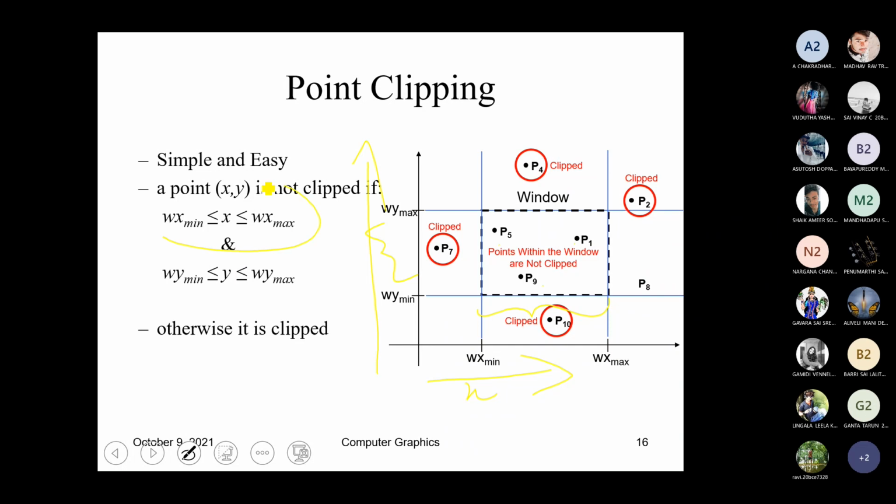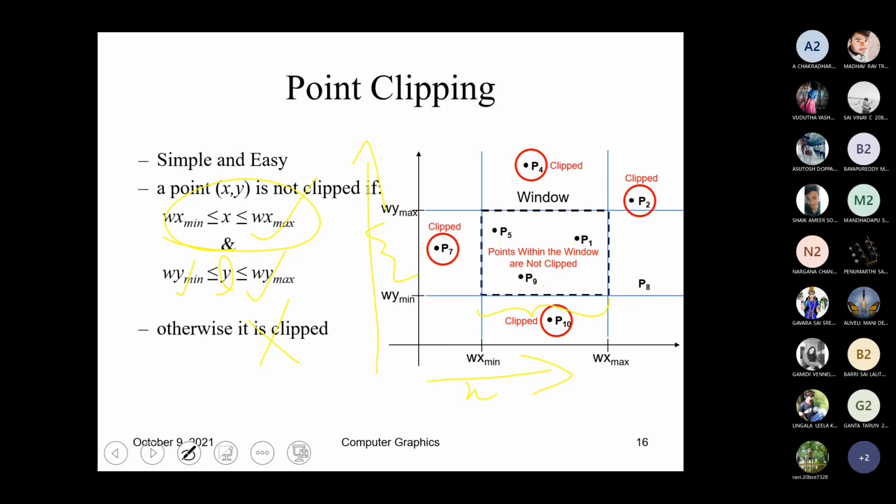You can see here how we can write it in a program with a conditional method. You can write window x min less than or equal to x less than or equal to window x max. Understood? The same way, the y value should be between y min and y max. So mathematically, window y min less than or equal to y less than or equal to window y max. Otherwise your point should be clipped off, right?